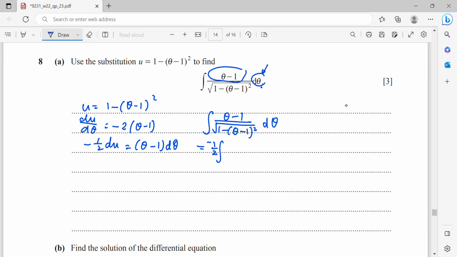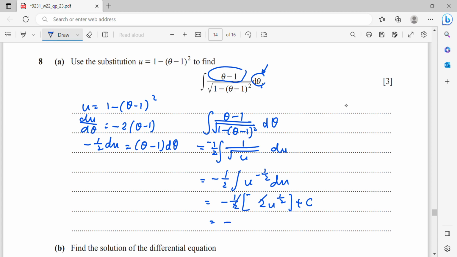So I will write negative half du. Then 1 over square root of 1 minus, oh, this is just u squared. Okay, so now here negative half integrate 1 over u. There's no squared, okay, mistake. So here will be u to the power negative half du. Right, so when you integrate, minus half, so here becomes 2u to the power half, then plus c, and replace back the u. So the negative 2 and the half cancel, square root of u.